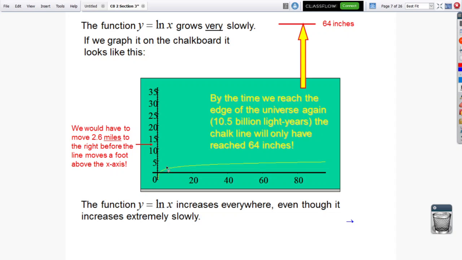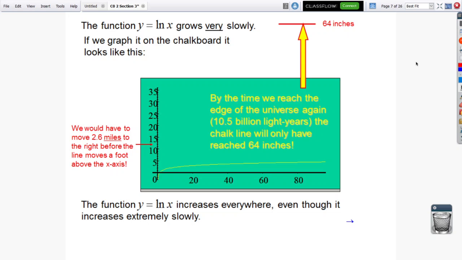In order to reach a height of 1 foot, so to reach 12 inches, we would have to go to the right 2.6 miles. So I would probably be in Lake Erie at that point. To reach the height of 5 feet 4 inches, we would have to walk to the end of the known universe in order to get that height. So just think about that.